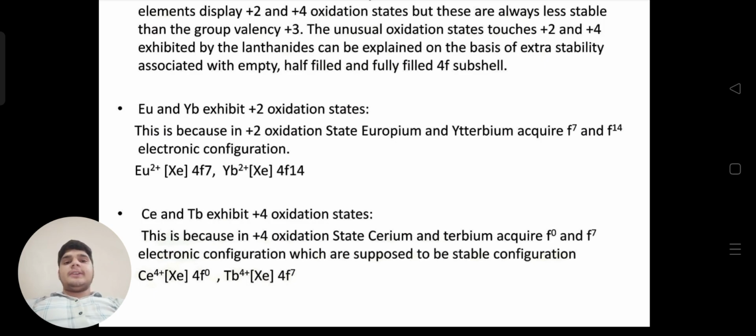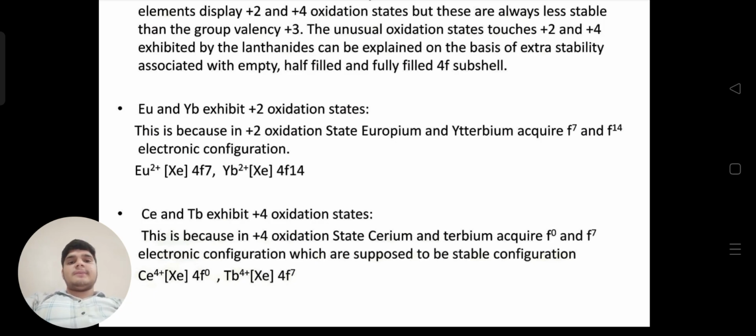They exhibit the +4 oxidation state because in the +4 oxidation state, cerium and terbium acquire f0 and f7 configurations, which are supposed to be very stable configurations, because f0 has zero filled orbitals, due to which they will acquire extra stability. Let's see the configuration of cerium and terbium in the +4 oxidation state.